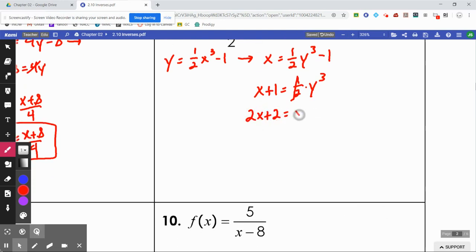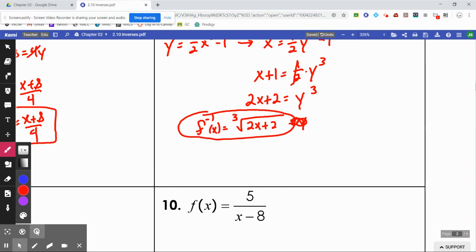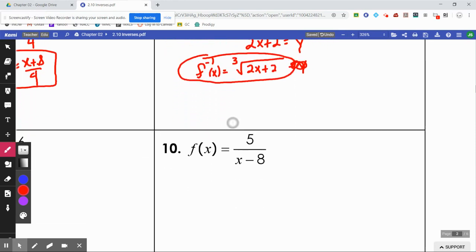I went ahead and distributed, equals y to the third. To get rid of a third power, we're going to cube root. So you have the cube root of 2x plus 2 is equal to y. But instead of writing equals y, we can now change that y back to f inverse. So f inverse is equal to this. And again, there are no domain restrictions there.